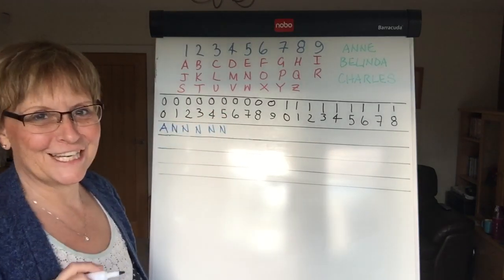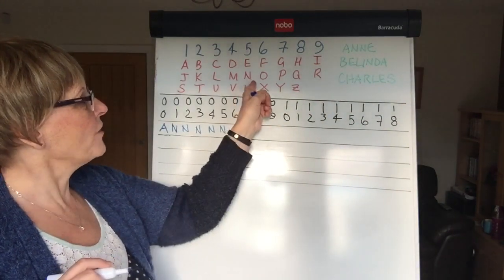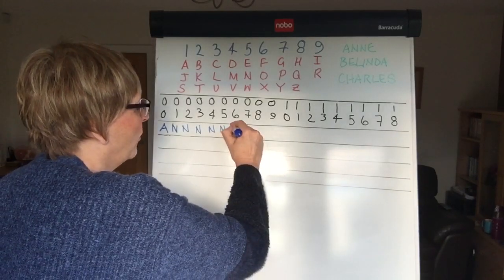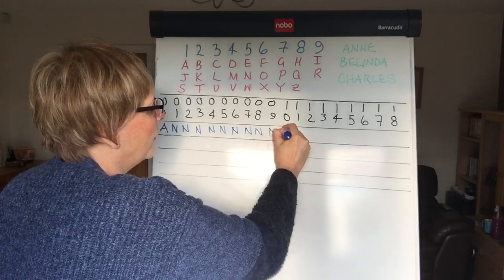The third letter in Anne's name just so happens to be an N, which we already know is going to last 5 years. So we repeat this. 1 N, 2, 3, 4, 5.